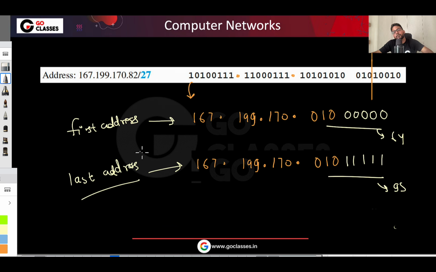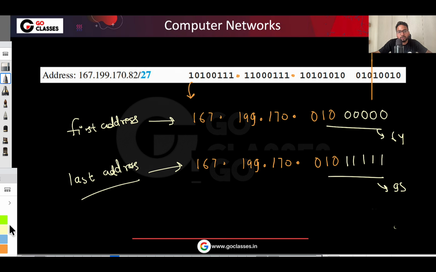Okay, so I hope you understood what classless is. Extremely easy concept, just 5 minutes of concept. What is classless? You specify with the slash notation, and to find out the first address, you will keep the initial 27 bits fixed, and then we'll change the remaining bits, and keep all the remaining bits 0, which is the first address.